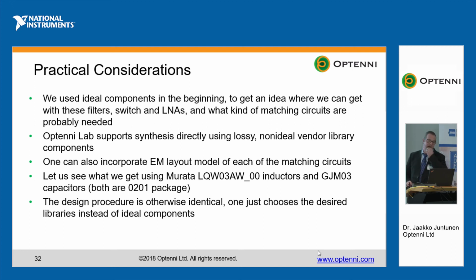Some further practical considerations. So we started with ideal components. It's usually a good way to get somewhere. And because we can also use lossy, non-ideal components in the synthesis, why not use them here as well? And we can incorporate EM layouts, for example, for the external matching circuits that might be there. And for demonstration, we use 2 Murata libraries, 0201 inductors and capacitors, which are commonly used in the industry. But from the design and button pushing perspective, it's similar otherwise. I just choose to use library components.